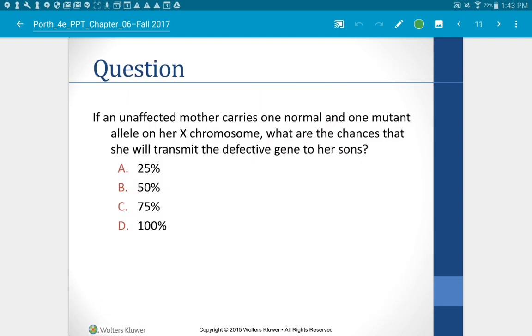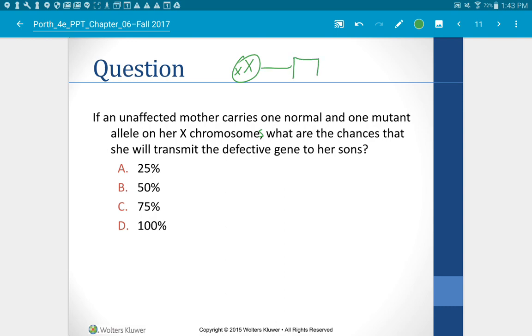So let's do a simple, straightforward question here. If an unaffected mother carries one normal and one mutant, I'm going to go ahead and write it in there. On her X chromosomes, because you've got two, right? So there'd be one normal allele on one X chromosome and one mutant allele on the other X chromosome. What are the chances that she will transmit the defective gene to her son?